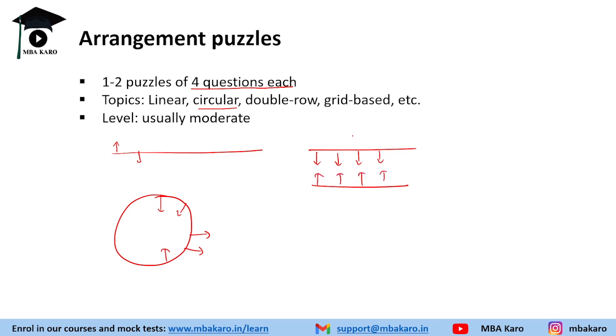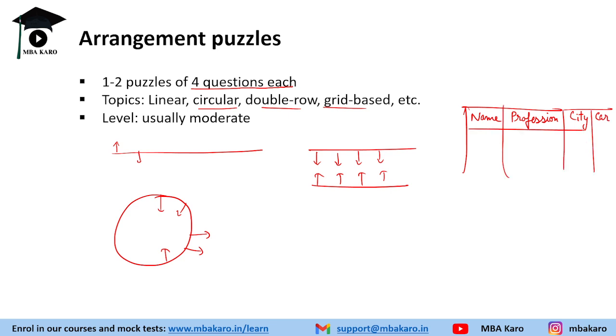Or it could be grid based. Grid based means that you are given some person, name, profession, city, and some car. So let us say there are 4 people who belong to different cities and cars, or these kinds of problems. So these are the different categories of puzzles, and the level is usually moderate. You will not find very difficult puzzles, but in some slot you might get a difficult one, but usually it is going to be a moderate level puzzle.